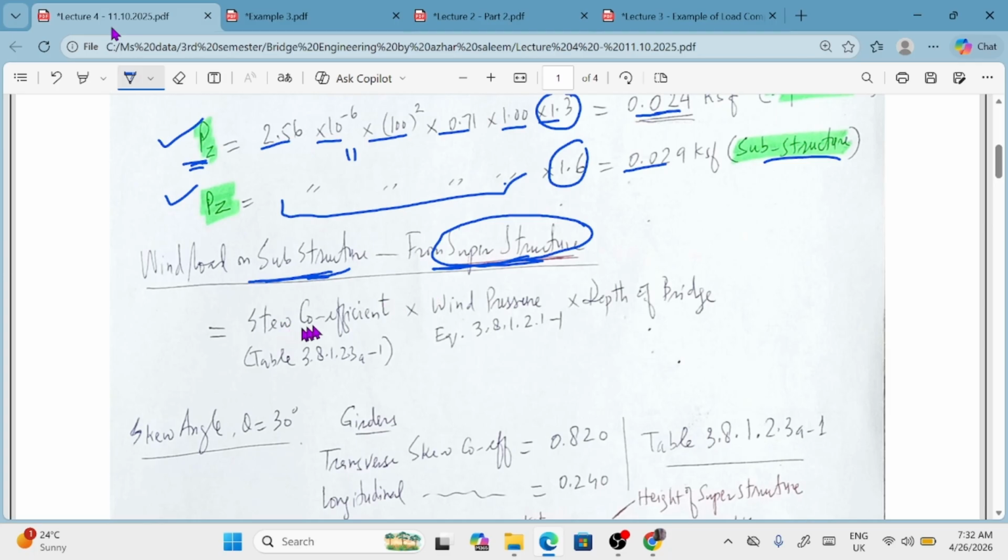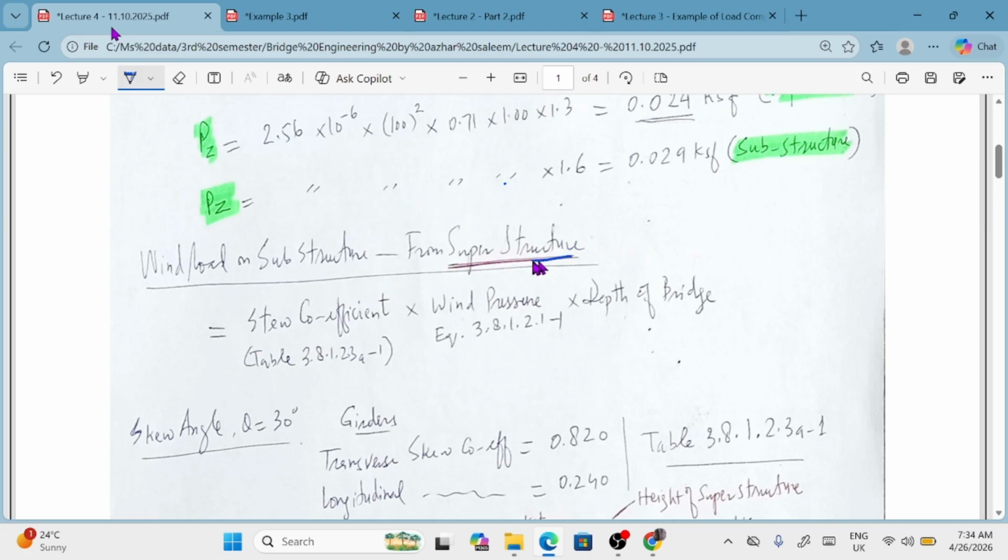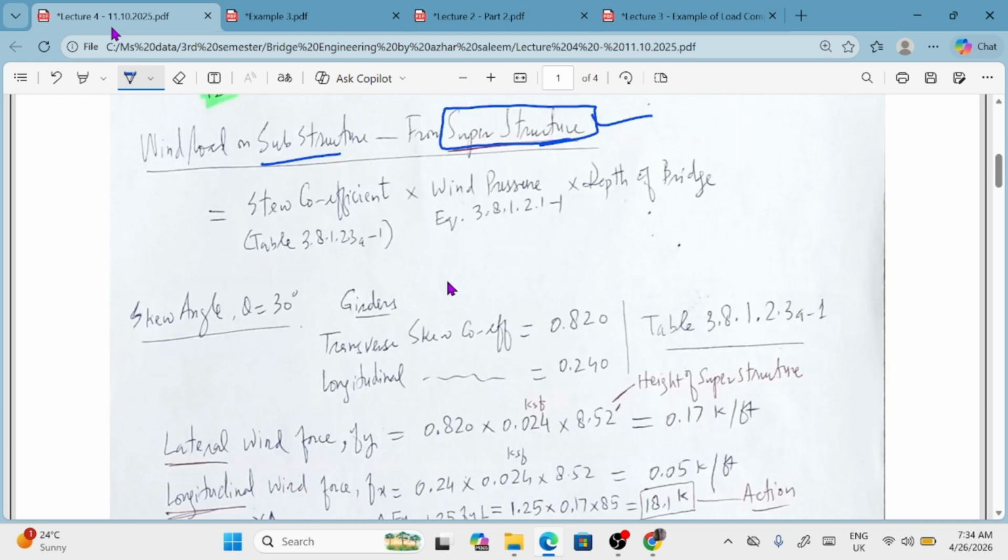So the load is the skew coefficient multiplied by wind pressure multiplied by the depth of the bridge. What is the skew coefficient? We will calculate this skew coefficient. Right now we will focus only on the superstructure, not the substructure. What is in the superstructure? There is a barrier, girder, and deck. These are all present in the superstructure, and you can add the pedestal to the superstructure.